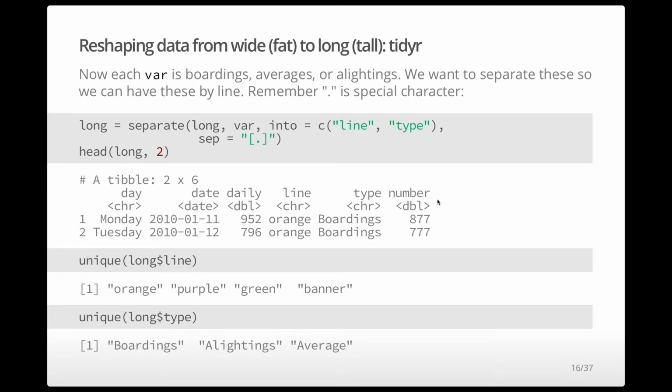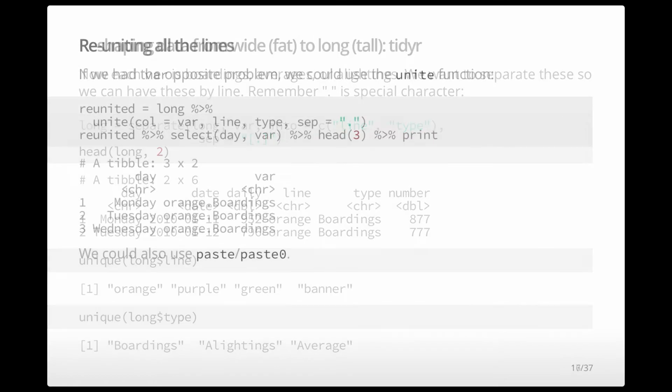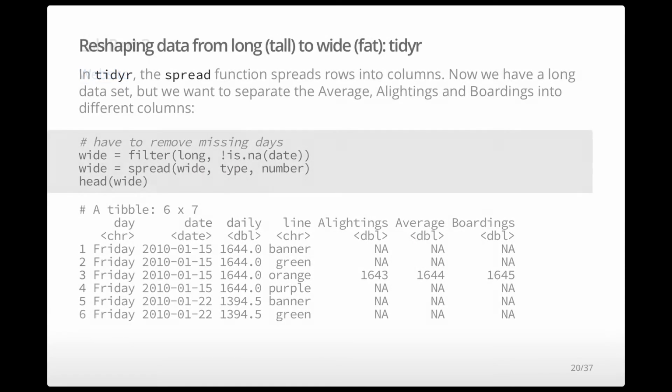We have line, which is orange, purple, green, and banner. Type, which is boardings, alightings, and average. And number, which is the actual numeric that is associated with them. But they mean different things in this column. It's not necessarily appropriate to have this as one column because some of them are boardings, some of them are getting off, some of them are the average. So we want to separate those out.